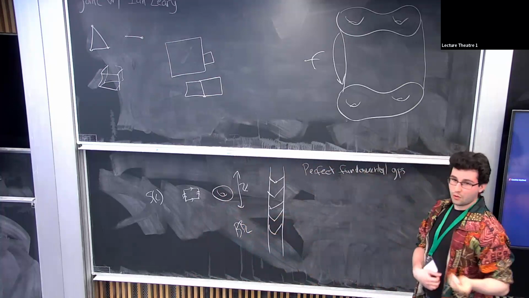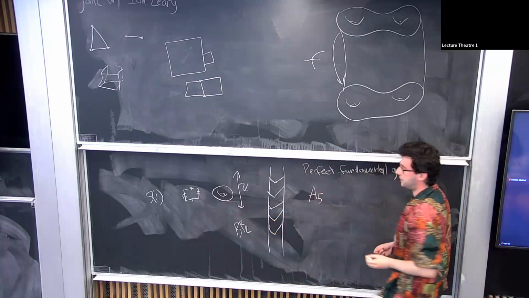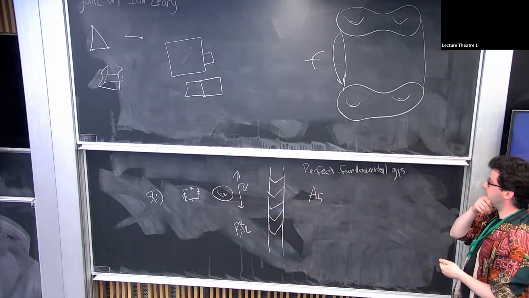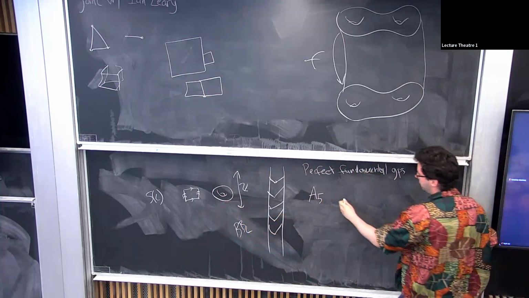So we can start with some perfect groups. The alternating group A5 is perfect. Its abelianization is trivial. And we can take its presentation complex.